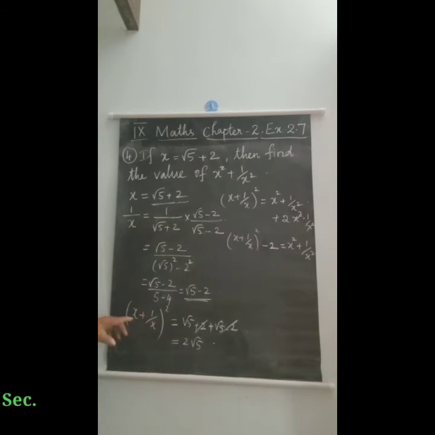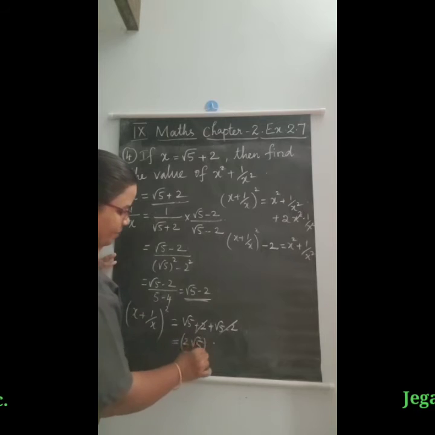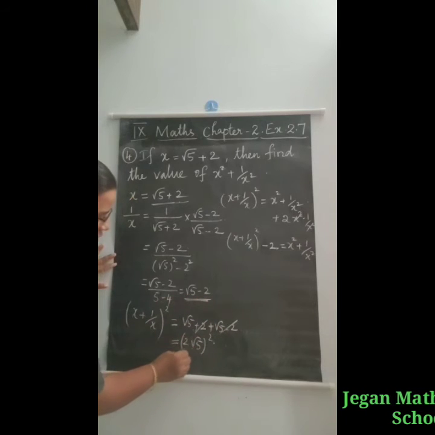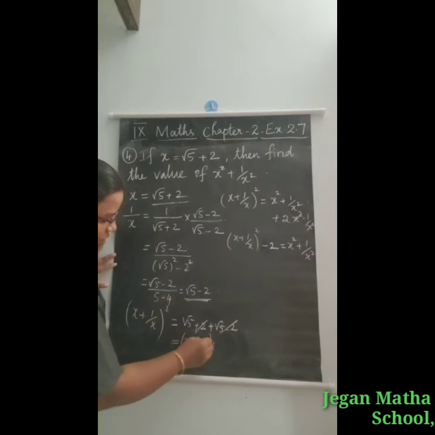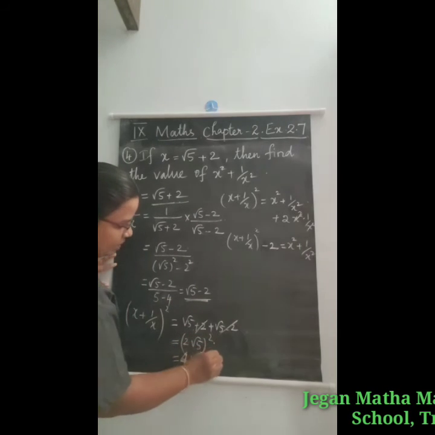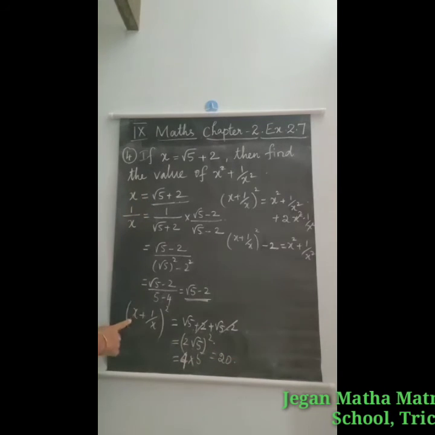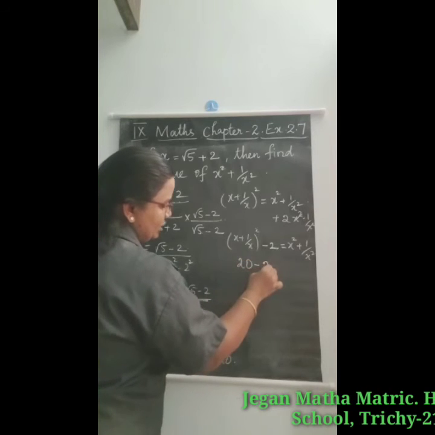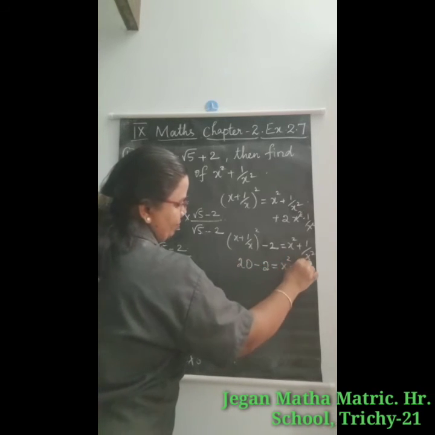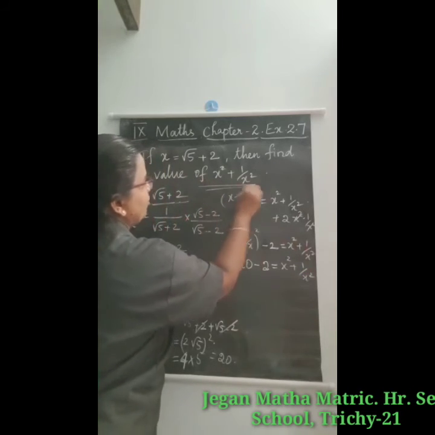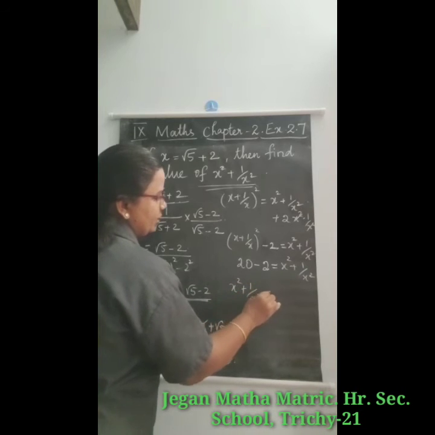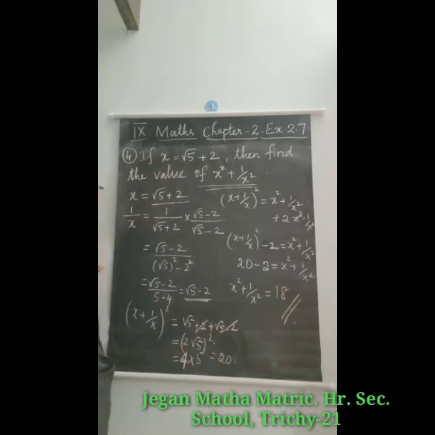The whole square means we have to take the square. This is x, this is 1 by x, and this is the value of 1 by x. So, 2 root 5 the whole square. So, that is equal to 2 into 2 is 4, 4 into 5. So, that is equal to 20. So, what is x plus 1 by x the whole square? 20. So, you have to substitute here: 20 minus 2 is equal to x squared plus 1 by x squared. So, x squared plus 1 by x squared is equal to 18. That is the answer.